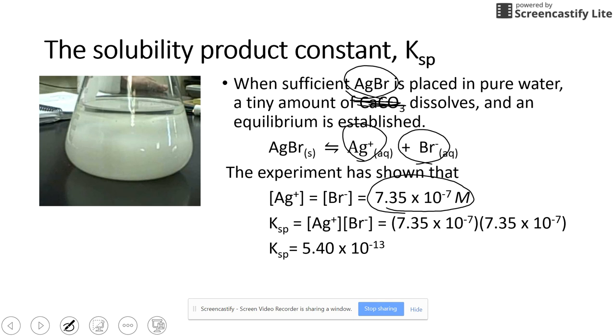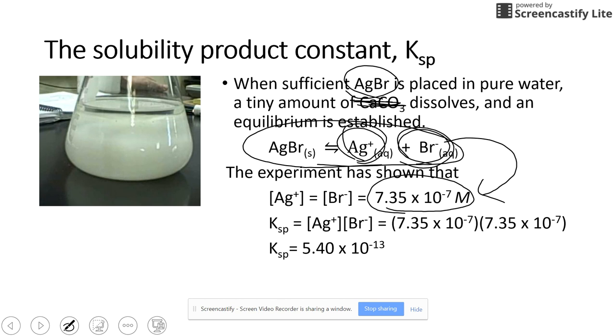So now, what can we do with this number? If you see this equation, you know that if you leave silver bromide in the water for a while, some of it will dissolve, some of it will precipitate back. You will have an equilibrium established between the solid and the ions. Once this equilibrium is established, the concentration of the ions will remain constant. In this case, it is found that the concentration of the ions is equal to 7.35 times 10 to the negative 7.